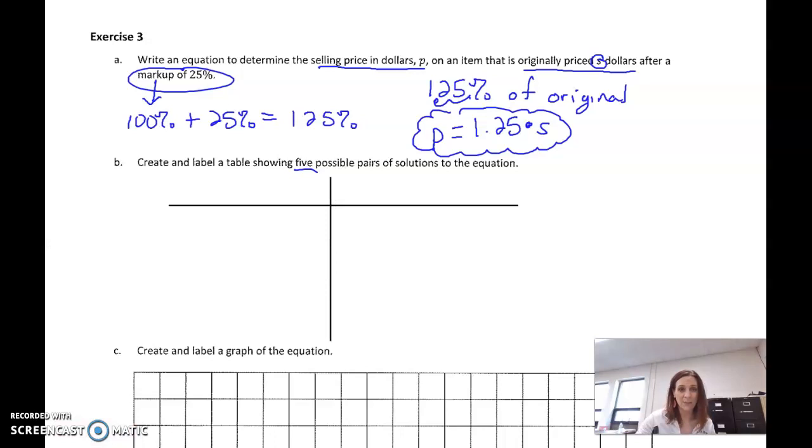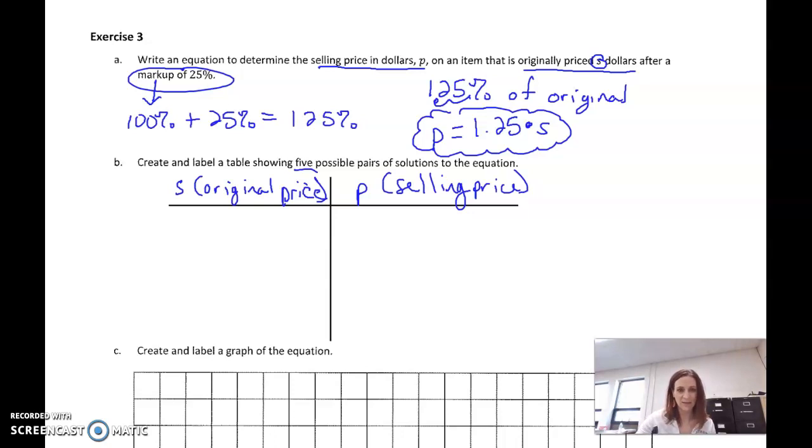So I am going to put S over here. Okay, remember that's our original price. Sorry that I'm struggling to spell. That's price right there. Then over here, we're going to have P, and that's going to be our selling price. We're going to see how this ties into things we've been doing. Okay, so pick a value.